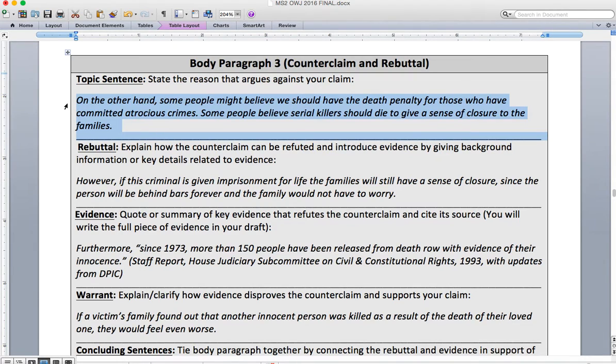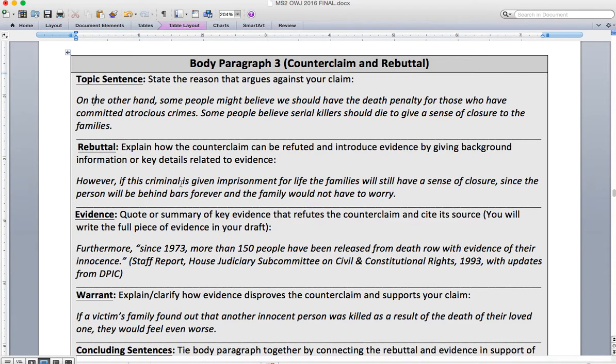On the other hand, some people may believe that we should have the death penalty for those who have committed atrocious crimes. Some people believe serial killers should die to give a sense of closure to the families. That's the topic sentence for your counterclaim. Then a rebuttal explaining how the counterclaim could be refuted.